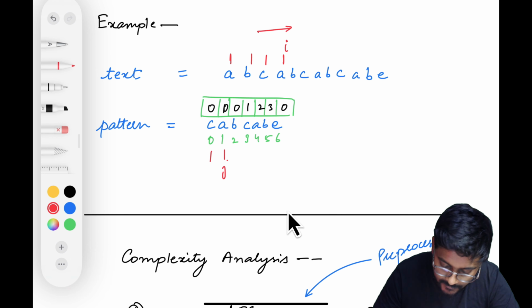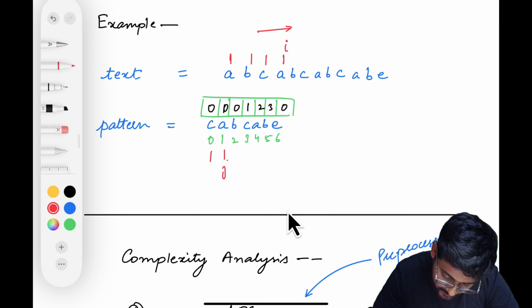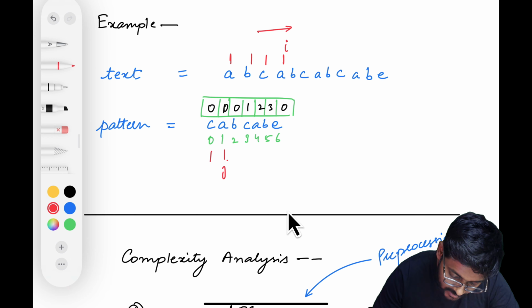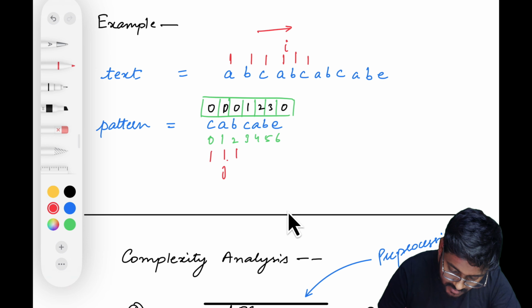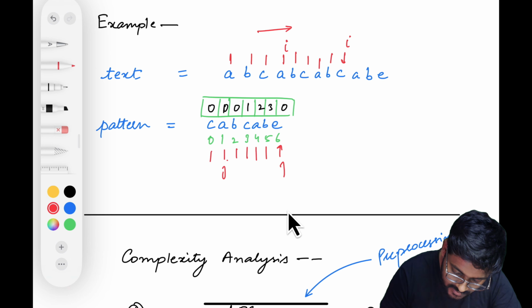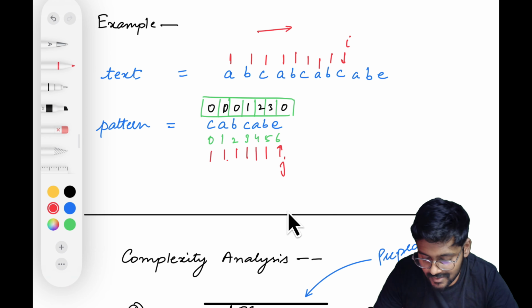Okay. Now what is the next item? Next item is A and A. This is also matching, increment both. Again, the next is also matching, so increment both, because they are matching. Now I is coming here and J is coming here. At this moment, I'm realizing that the pattern is not matching.